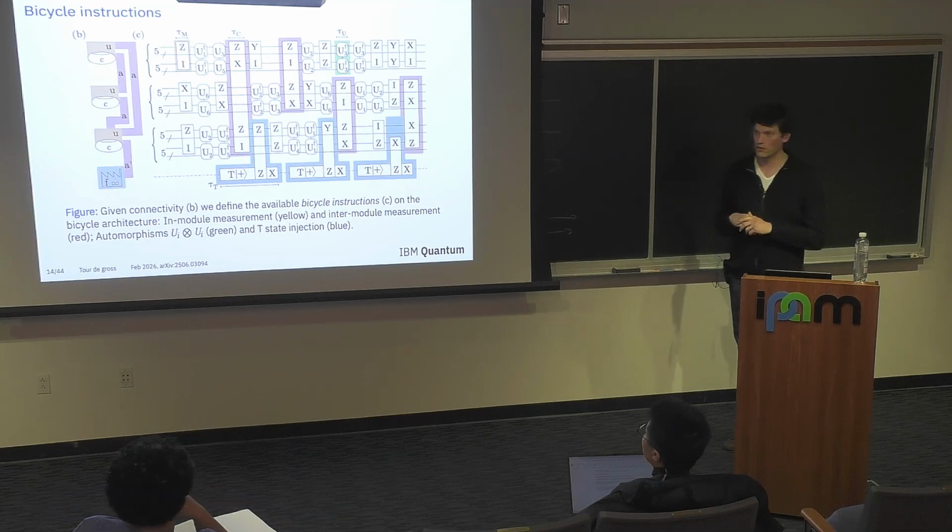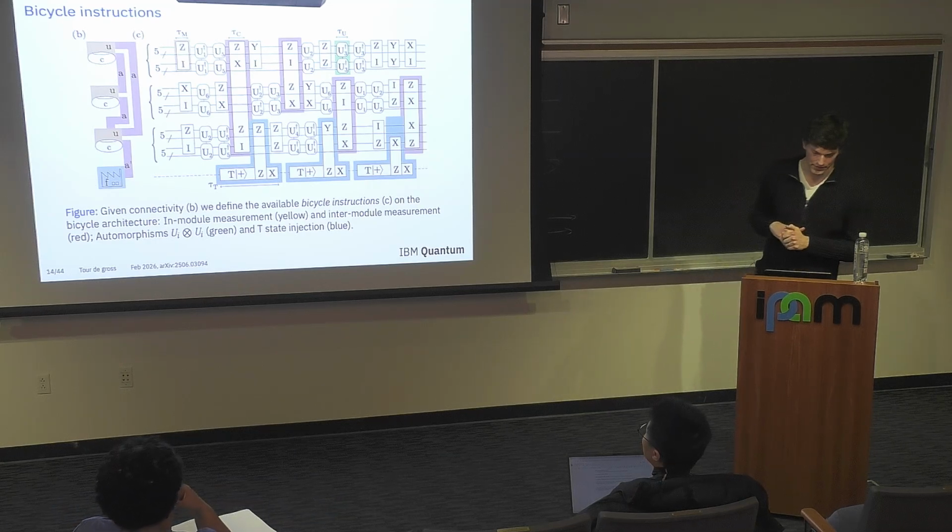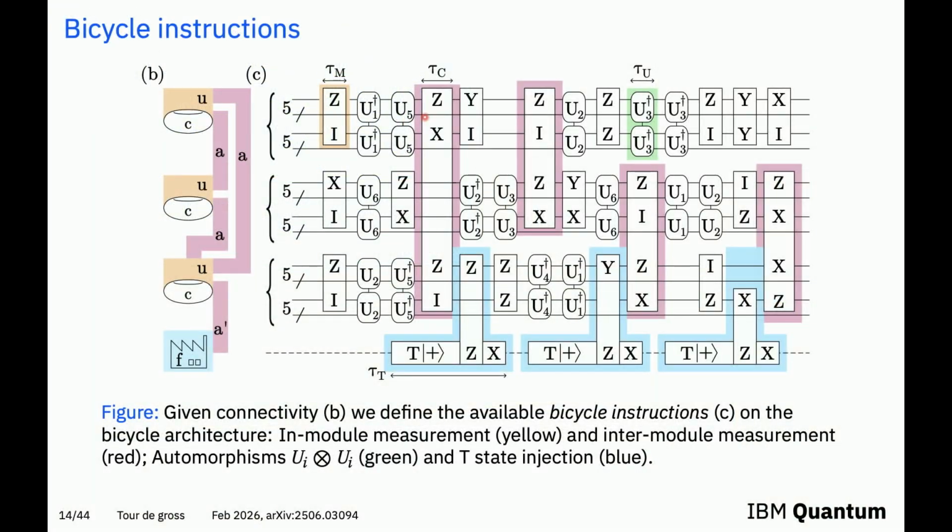Okay, so let me present the logical instructions that are possible in this architecture. If we assume a connectivity as in a triangle, so we have a connection from this first module to the third, then we can perform a logical circuit that is depicted here on the right, which contains 4 different kinds of instructions, only one of which is actually unitary. So most of the evolution in this architecture has to happen through measurement-based computation.